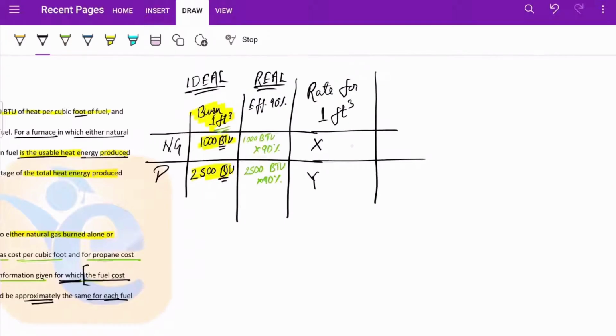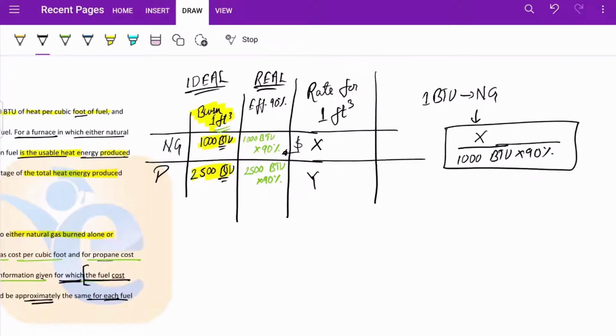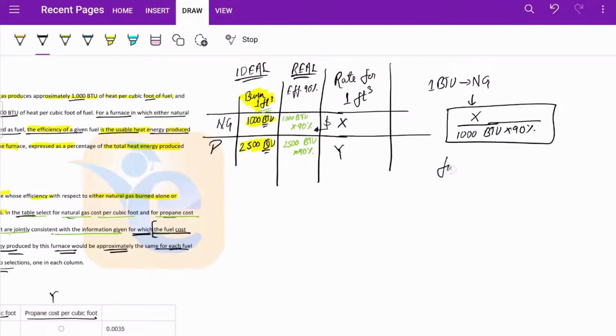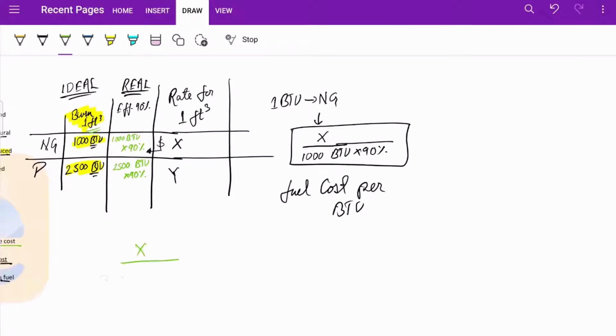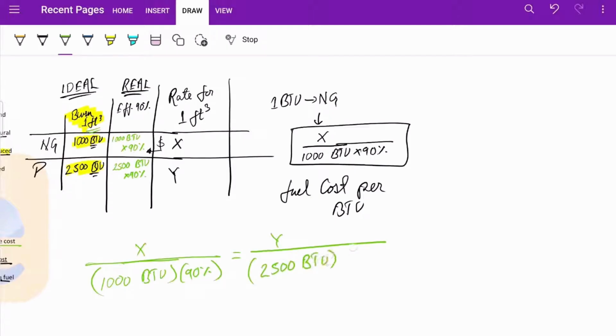Okay, so basically say this is X dollars. In X dollars we are producing this much heat energy. So for 1 BTU of heat energy through natural gas, we would be needing X divided by 1000 BTU into 90%. So this would be the fuel cost per BTU. And we need to find the values of X and Y for which this becomes the same for both. So our equation is X divided by 1000 into 90%, which should be equal to Y divided by 2500, and again here 90%.